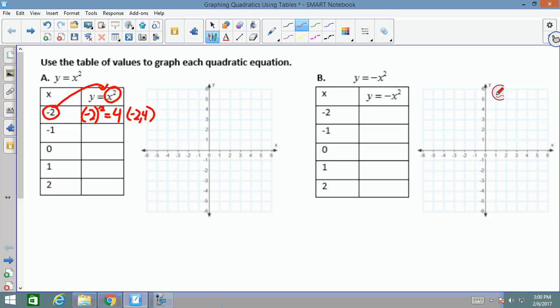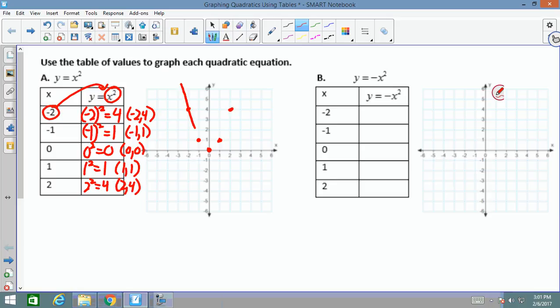So I'm going to graph that. Go to the x of -2, go up to 4. There's your first point. Then you do the next one, -1 squared, that's 1. So I have a point of (-1, 1). Then 0 squared is just 0, so a point of (0, 0). Then you do 1 squared, that's 1, so a point of (1, 1). And then 2 squared is 4, so a point of (2, 4).